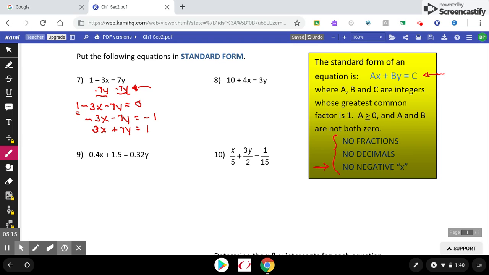So here's the question. Do I have the x and the y on one side? Yes. Do I have any fractions or decimals? No. And did I make sure that the x term is positive? And he is, positive 3x. So watch how easy this is to fix over here.